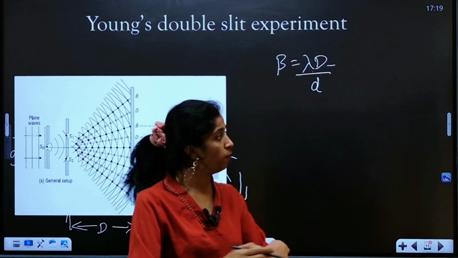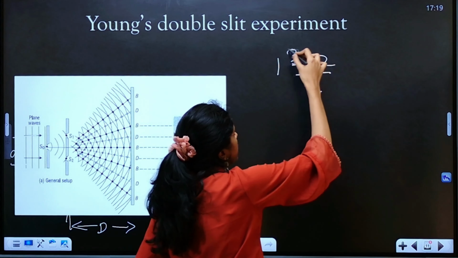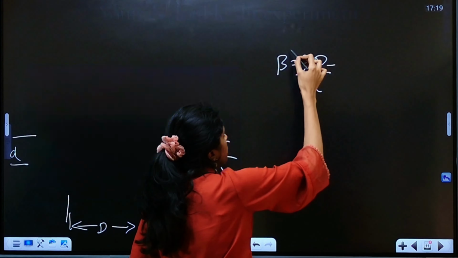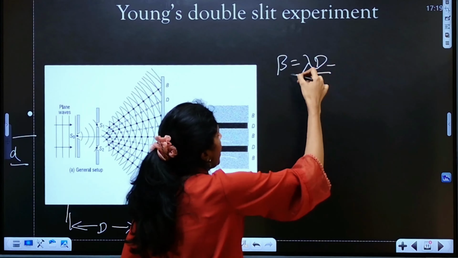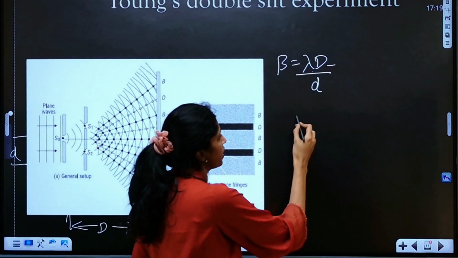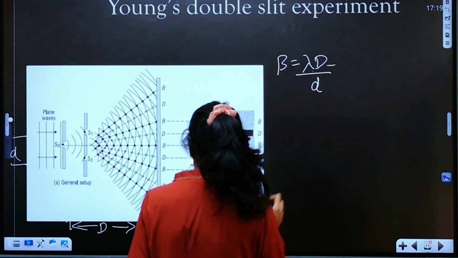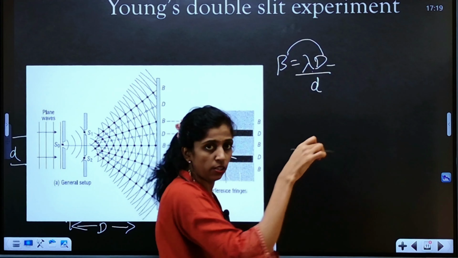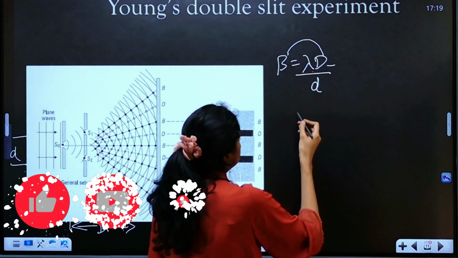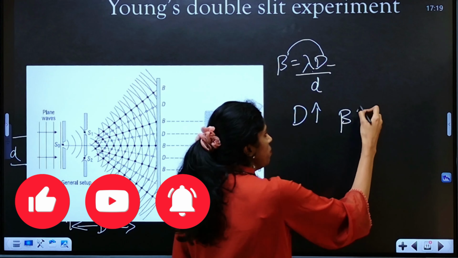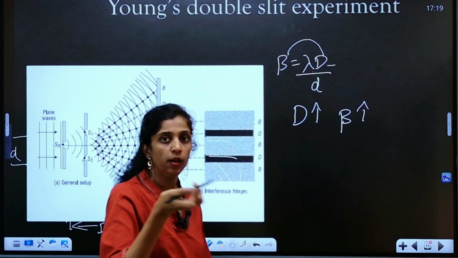So use this formula. From this formula, you can say that beta is directly proportional to the distance between the slit and the screen. So as the distance increases, the fringe width also increases, because they are directly proportional.